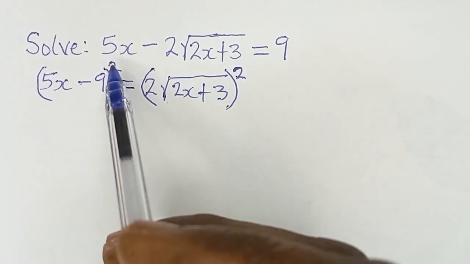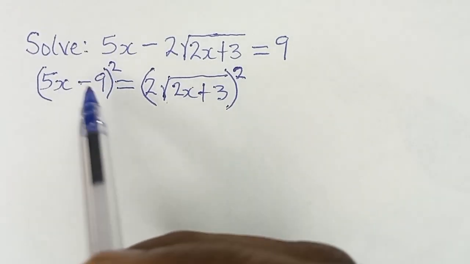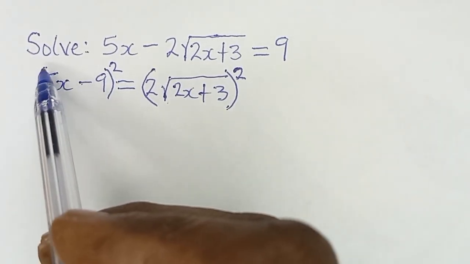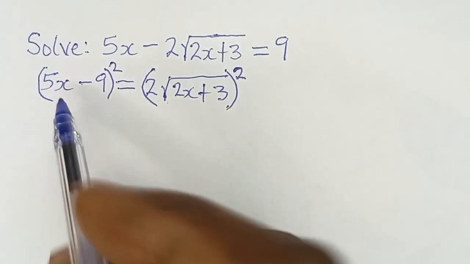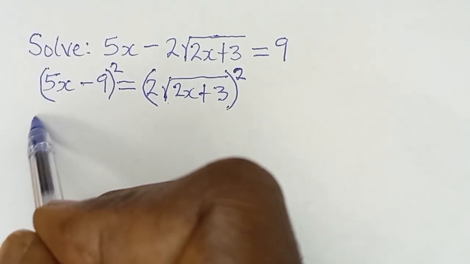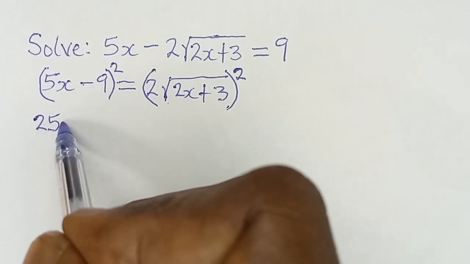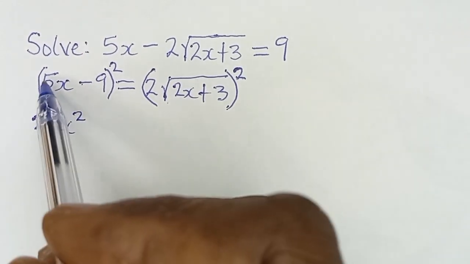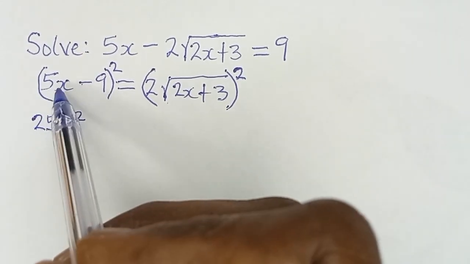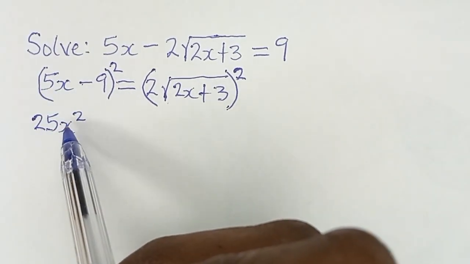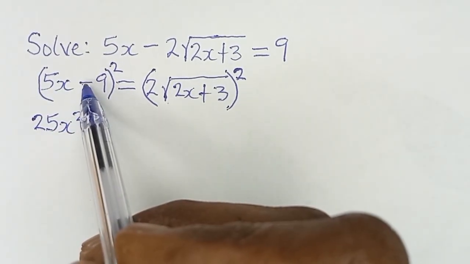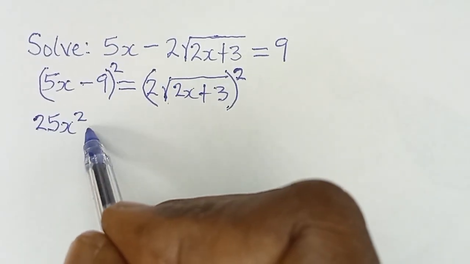Anytime you see a bracket like that carries a square, the easiest way to go about it is to first of all square what you have here. So 5 square is going to give us 25x square. Don't forget, you square the 5, which is 25, and you square the x. So 5 square will give us 25x square. And then you take the sign that is here, the middle sign, you write it out.